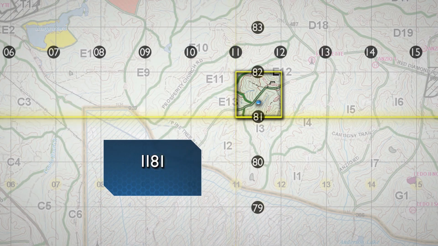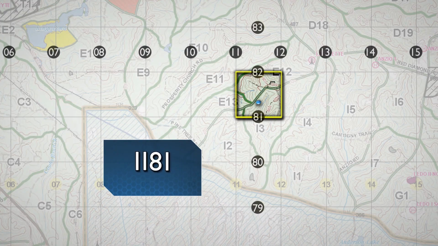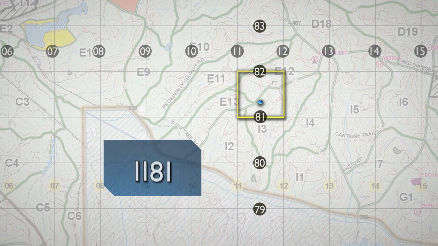The number of digits represents the degree of precision to which a point has been located and measured on a map. The more digits, the more precise the measurement. In the above example, the 4 digits 1181 identify the 1,000-meter grid square to be used.